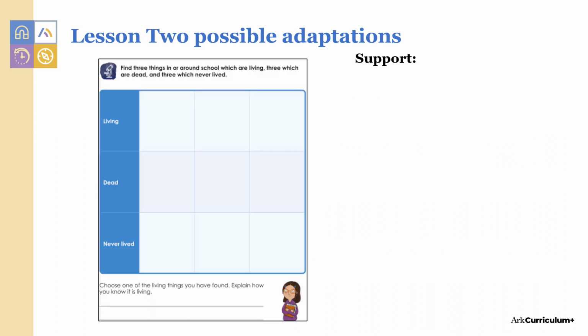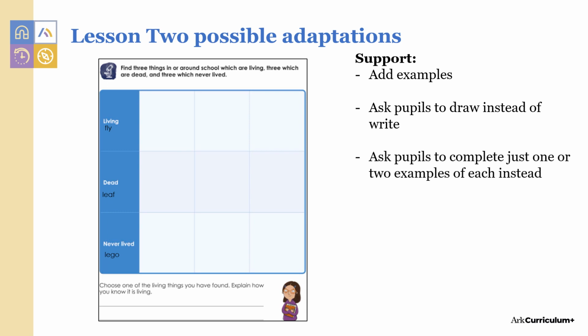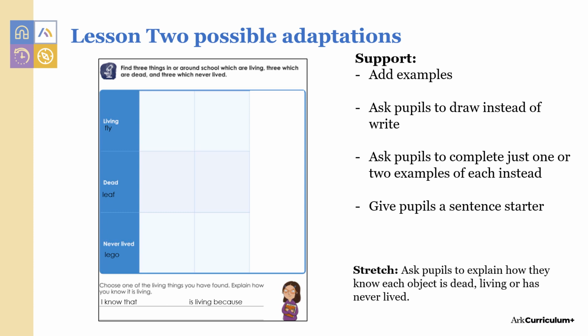In Lesson 2, pupils undertake an investigation where they need to find 3 things around the school which are living, 3 things that are dead, and 3 things that have never lived. Support pupils by adding examples. Ask pupils to draw instead of write. Ask pupils to complete just 1 or 2 examples of each instead. Give pupils a sentence starter. And stretch pupils by asking them to explain how they know each object is dead, living, or has never lived.